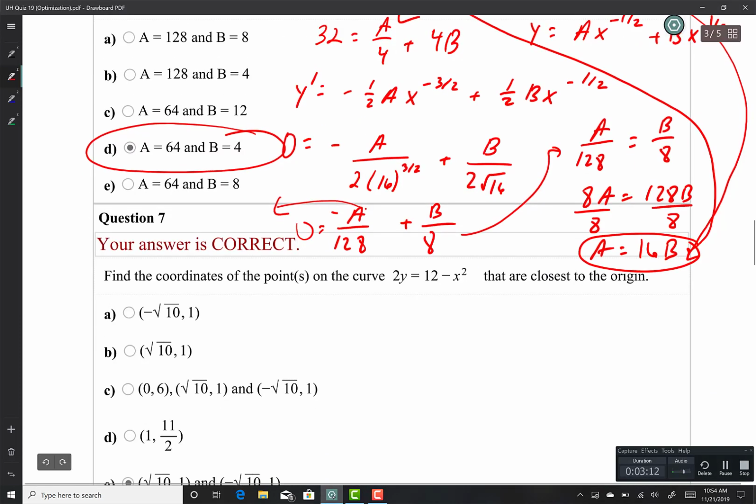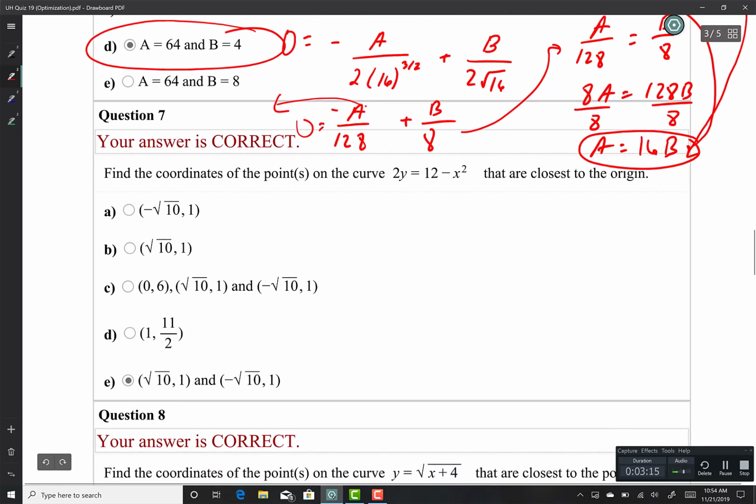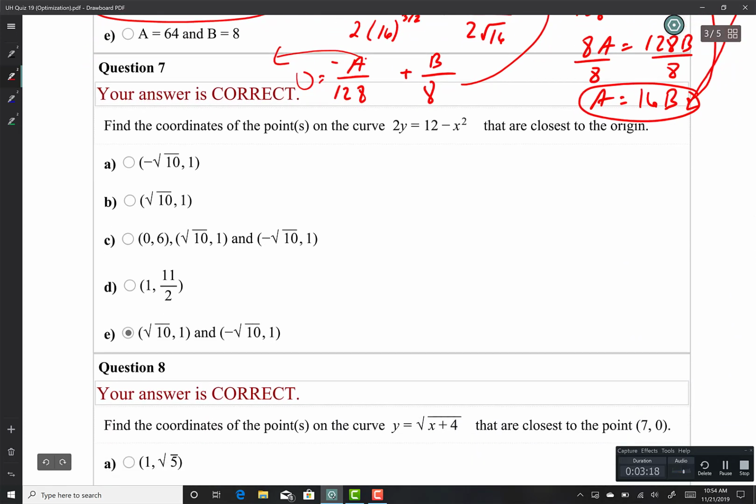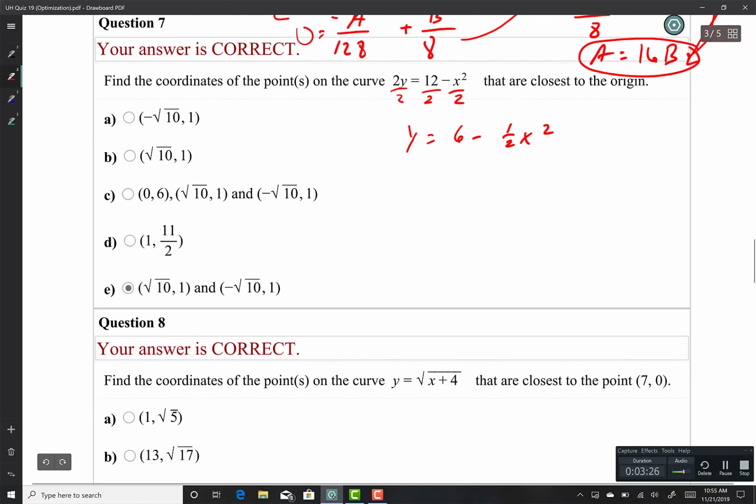Yes. All right. Find the coordinates of the point on the curve that is closest to the origin. All right, this one's pretty basic. Divide everything by 2. So y equals 6 minus 1/2 x squared. And that is just a parabola that opens downward with a vertex at 0, 6. So I want a point that is closest to the origin. So there it is, that's my distance there, and the origin is 0, 0. And that curve is some x comma, and the y value is 6 minus 1/2 x squared, or you can write it as x squared over 2, that's fine.